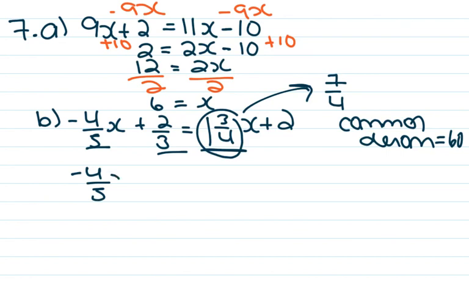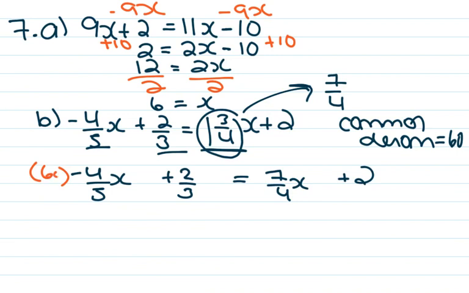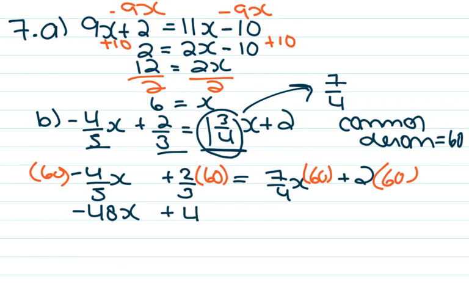Negative 4/5 x times 60. So negative 4 times 60 divided by 5 is negative 48x, plus 120/3 is 40, equals 105x plus 120. So now they're all whole numbers, so that's a lot easier to work with.